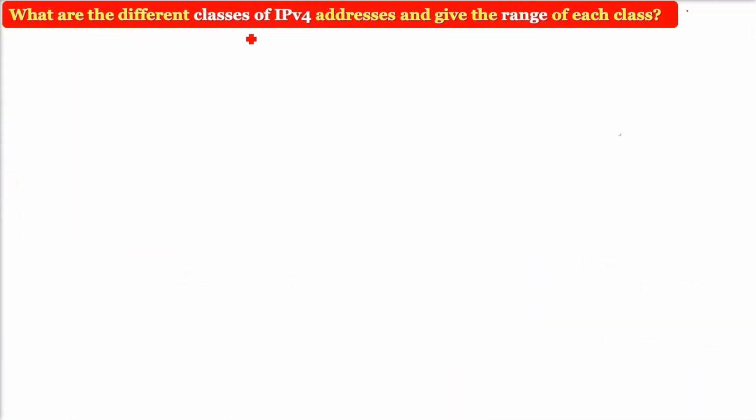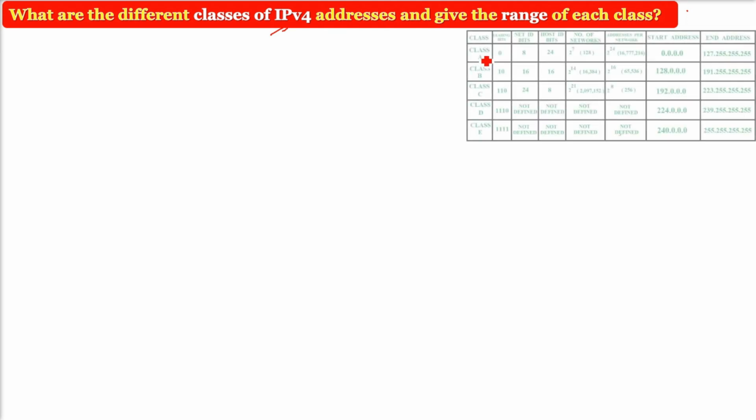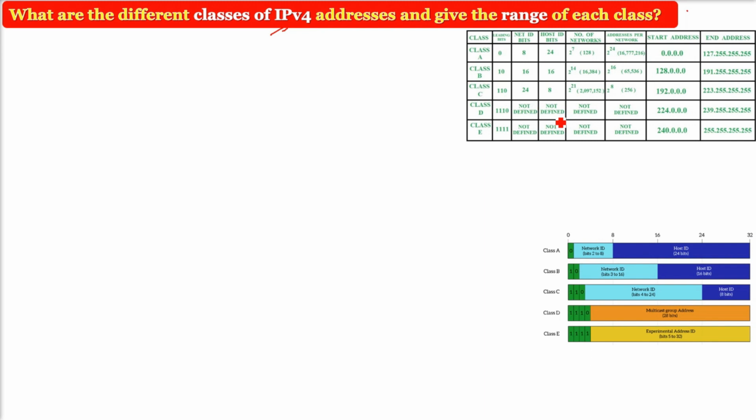What are the different classes of IPv4 addresses, and give the range of each class. IPv4 addressing scheme: how many classes are there that we have to answer, and the range of each class. So before we go ahead, there are two schemes, the IPv4 addressing scheme and the IPv6 addressing scheme.